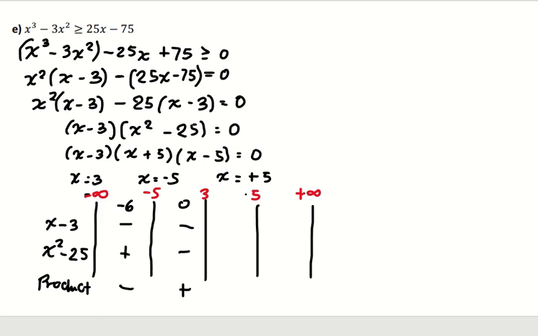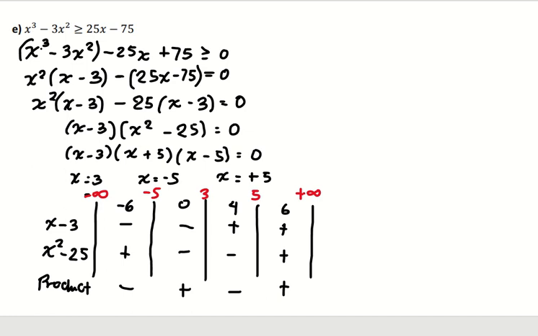Any number between 3 and 5, let's say 4. 4 minus 3 is positive. 4 squared, which is 16, minus 25 is negative. Positive times negative is negative. Any number between 5 and positive infinity, let's say 6. 6 minus 3 is positive. 6 squared is 36 minus 25 is positive. So positive times positive is positive.